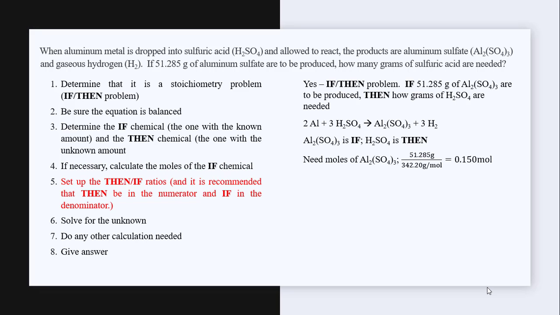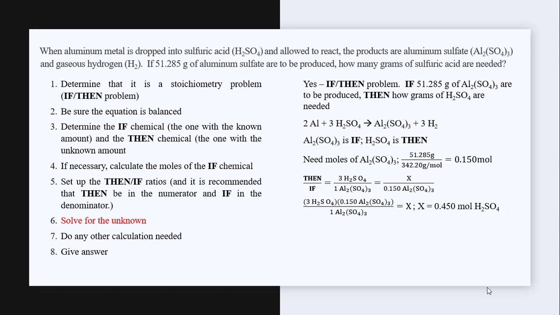Now we're going to set up the then-if ratios. So 3 sulfuric acids are to 1 aluminum sulfate, as X is to 0.150. Now we're going to solve for the unknown. So we arrange it to isolate the unknown X. When you do the math, you see that X is equal to 0.450 moles of sulfuric acid.